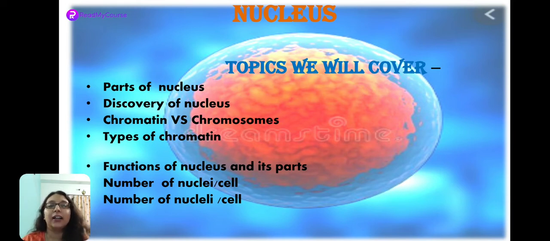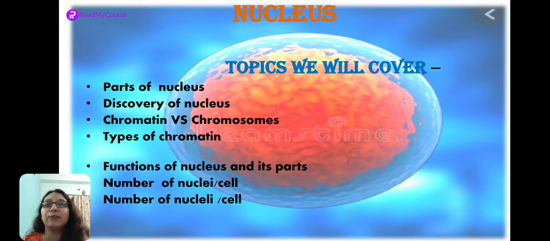Next is a little bit of the history of the discovery of the nucleus. We had already studied a bit of it, and we will study a little bit more. Next, we will study an important part: what is chromatin and what are chromosomes. Often students get very confused between these. Even when I was a student, I used to get confused between chromatin and chromosome, so I'll try to explain it.